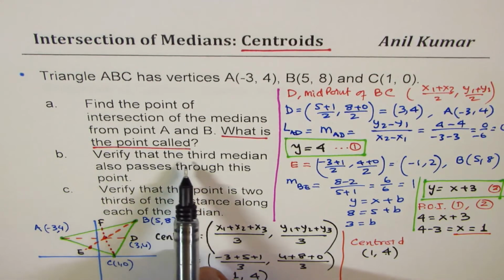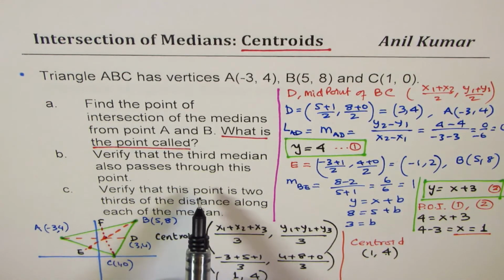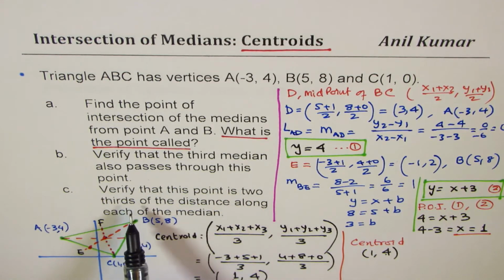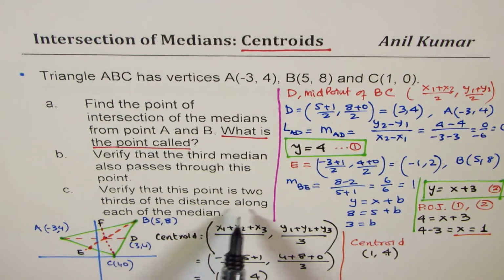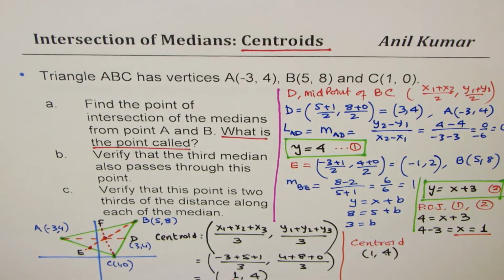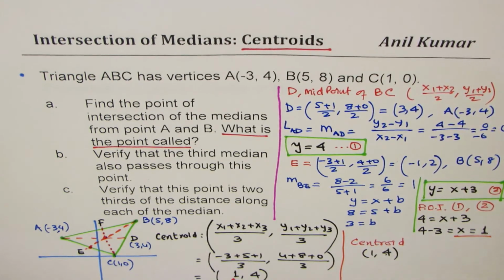Now we have to verify that the third median also passes through this point. And secondly, we have to also verify the distance. Verify that the point is 2/3 of the distance along each median, right? So let's move on to the next page. I'll copy the information which we have here and then do part B and C.